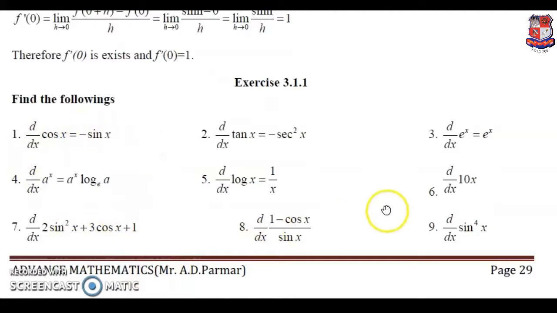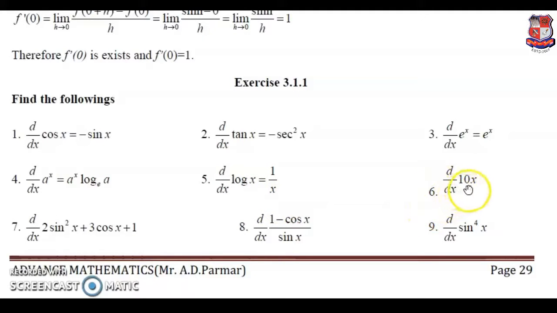Similarly, some examples here. d by dx cos x: directly we are using the differentiation formula and write down the answer, minus sin x. Also we can use the definition method to find this answer. d by dx tan x is sec square x. d by dx e raised to x is e raised to x. d by dx a raised to x is a raised to x into log e base a. d by dx log x equals 1 by x.